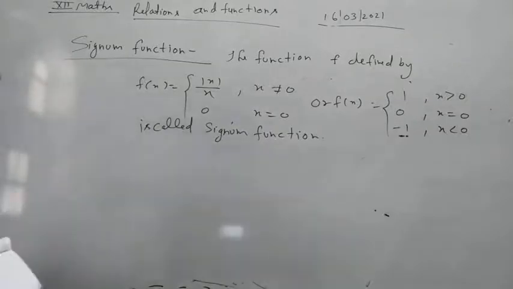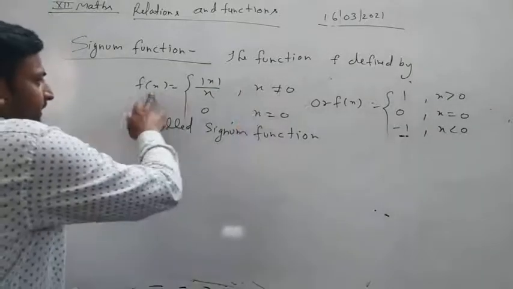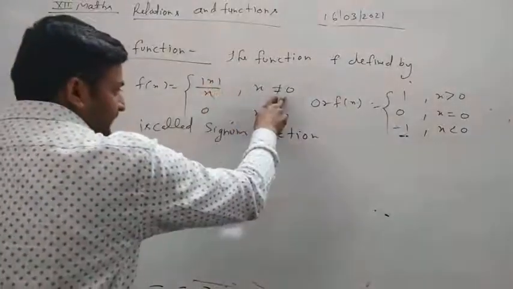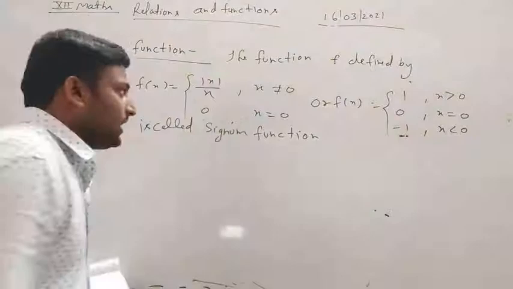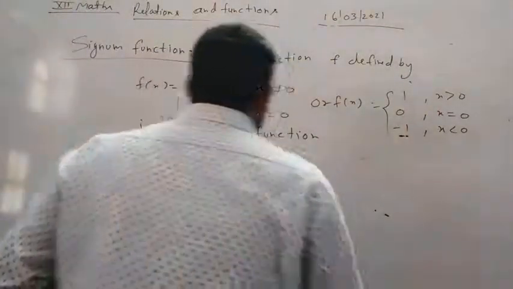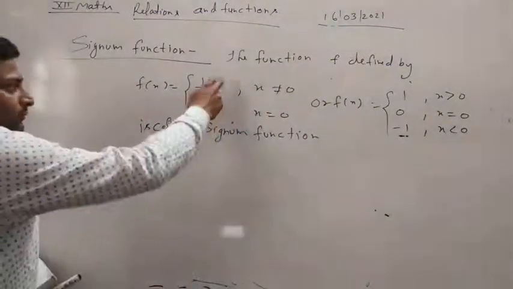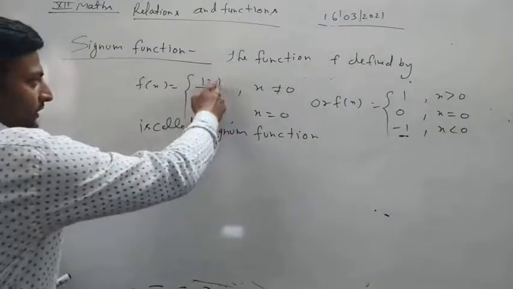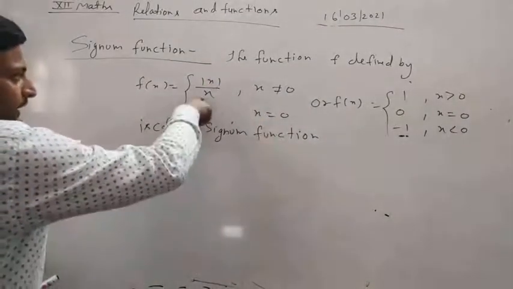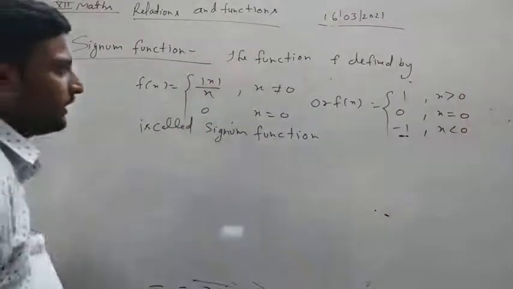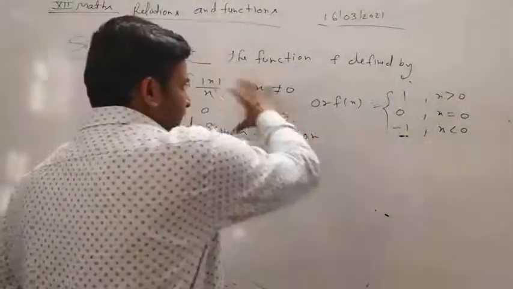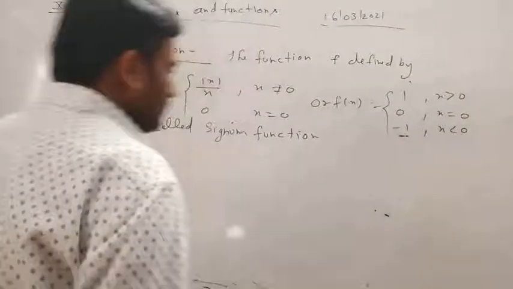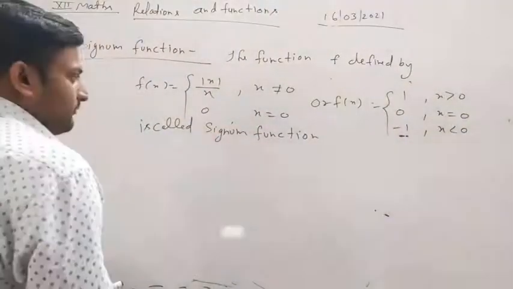Okay, students, so this is called the signum function. The function f defined by f(x) = |x|/x when x is not equal to 0 and 0 when x is 0. Either we can write it like this: if we take a positive x, this is equal to 1, if we take a negative x, this is minus 1, and when x is 0, it is 0. So this is called the signum function.